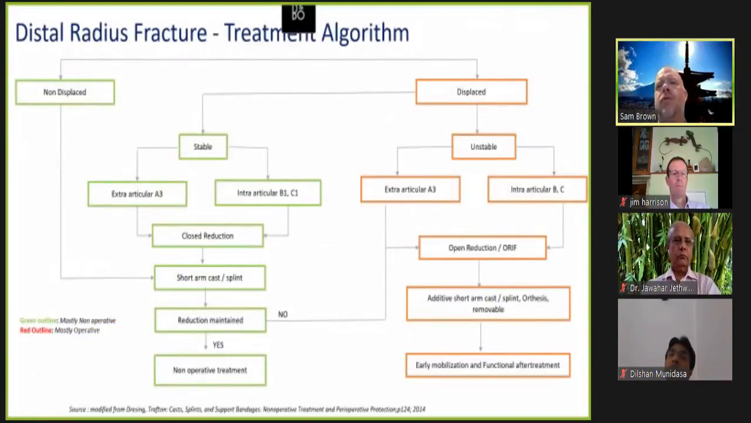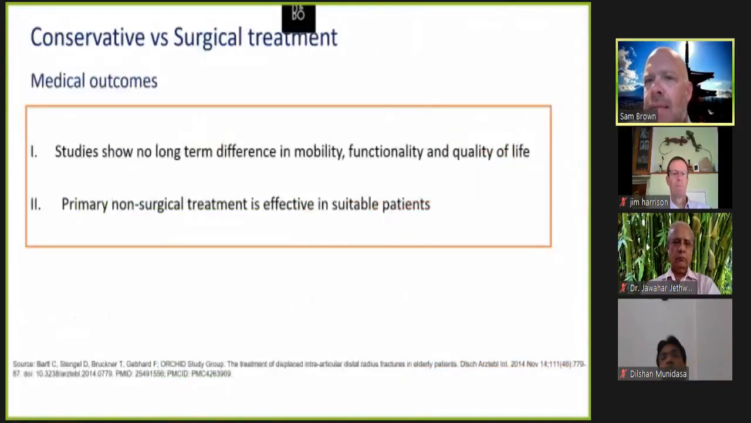This is a standard algorithm for distal radius treatments. I'm sure everybody here already knows this. Conservative versus surgical. A lot of doctors are very quick on doing surgical. There's been studies that show there's no long-term difference in the mobility or functional quality of life between conservative and surgical. Now that depends on the type of fracture, obviously. With non-displaced fractures, a lot of people jump the gun and just go ahead and do surgery. Well, it's not necessary in all the cases. Next.